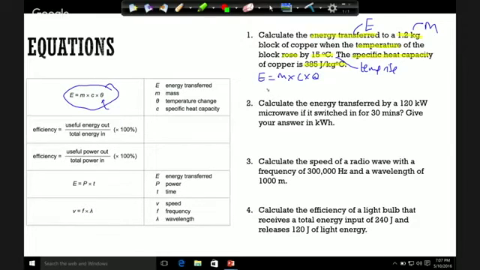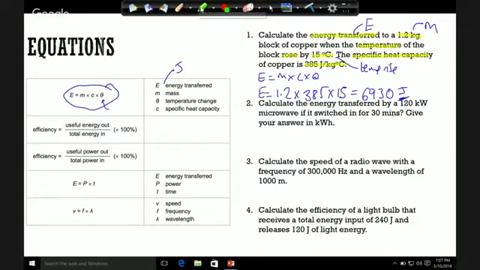And then all you need to do is put the numbers in. So E equals 1.2 multiplied by the specific heat capacity, which is 385, multiplied by the temperature rise, which is 15 degrees C. And then if you do that, you can work out the energy transferred, which will be 6930 joules. And in this equation, our energy is measured in joules.